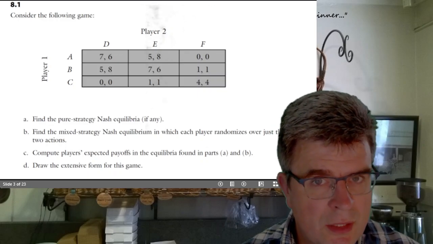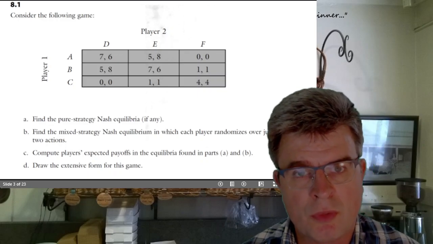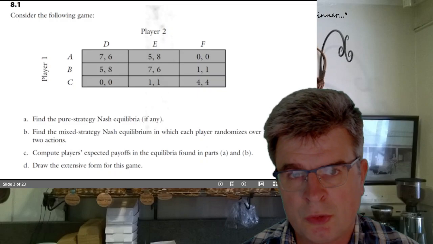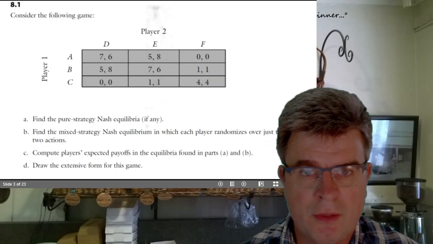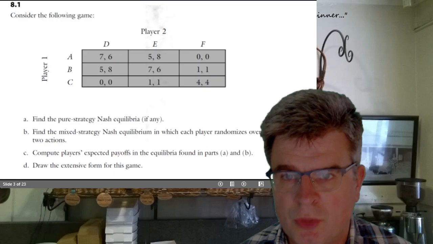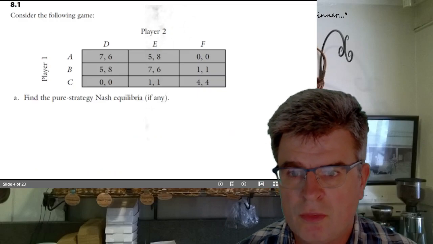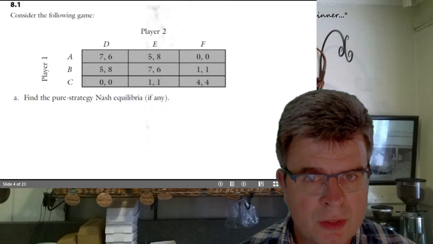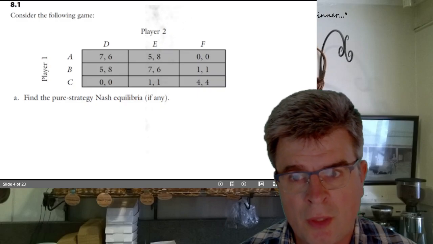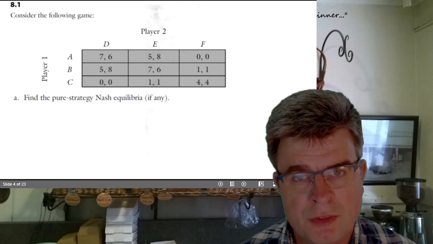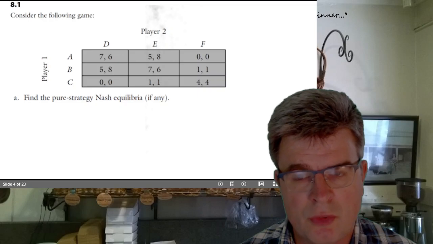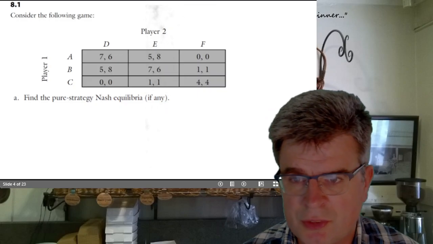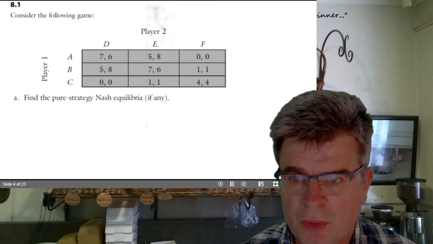And then the book also contains exercise D to draw the extensive form of this game, but we will skip that sub-question, also because in the next question we will deal with the extensive form of a game. So you will get your practice. So find the pure strategy Nash equilibria, if any, and this asks us to find the best response for, say, player 1, given what player 2 does, and the optimal action by player 2 given the action of player 1. So we look for the best response functions, and in this case they look as follows.